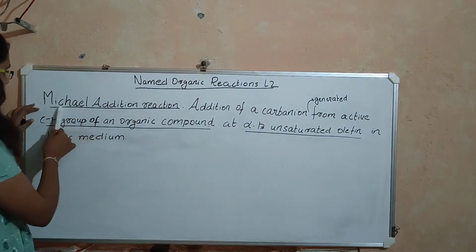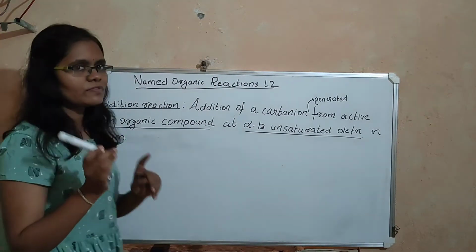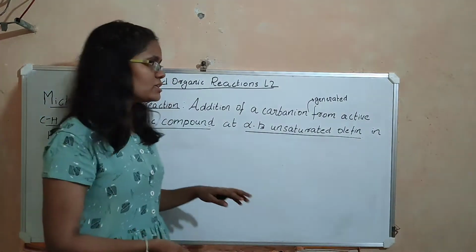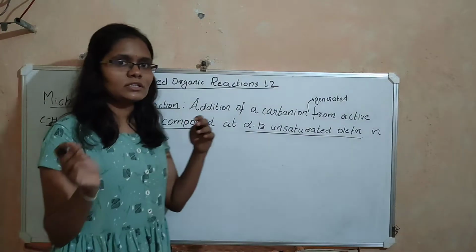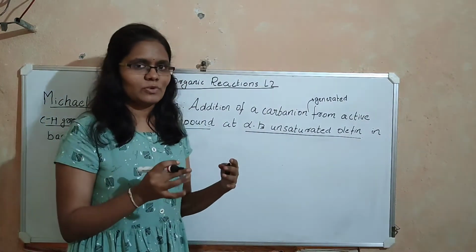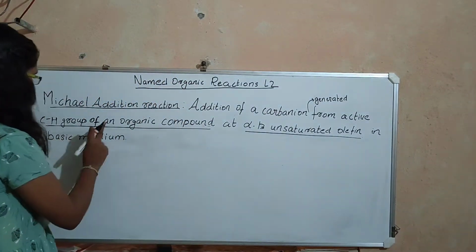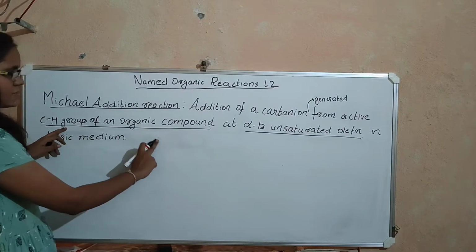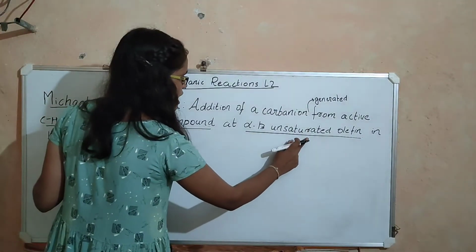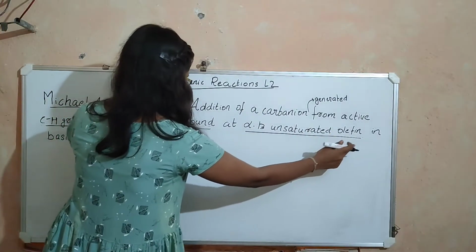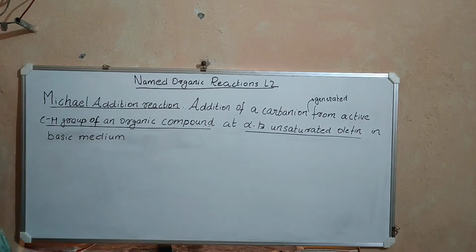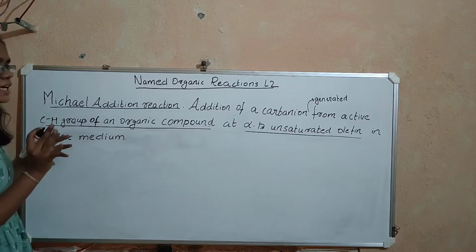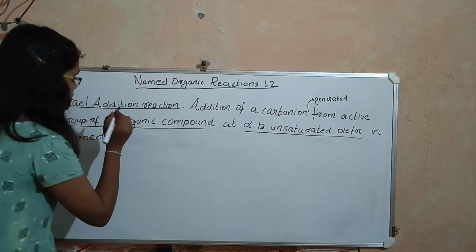Actually, the name Michael addition itself suggests that one of the reactants should be unsaturated, because in organic chemistry, addition reactions take place only in compounds which have double or triple bonds, right? So the first reactant is an organic compound with an active CH group, and the second reactant is an alpha beta unsaturated olefin, and this reaction happens in the presence of a base. Let us try to write a general form for this reaction.